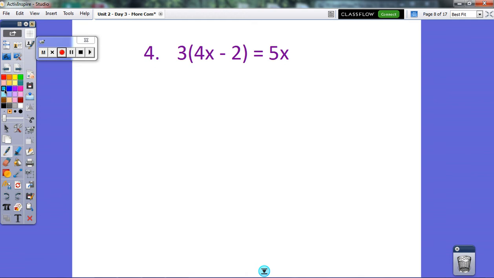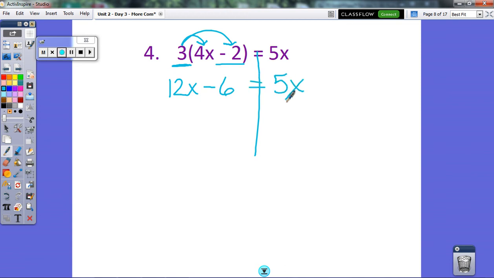Okay, so y'all have it done. You have an answer. If you got stuck, you struggled a little bit and you worked through it, I hope. Guys, the very first thing you should have done is taken this 3 and distribute it. 3 times 4x is 12x. 3 times negative 2 is negative 6. And the rest of the problem comes down.